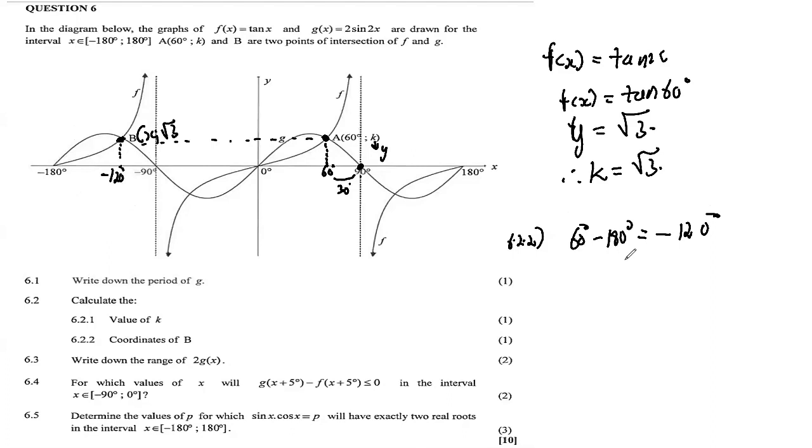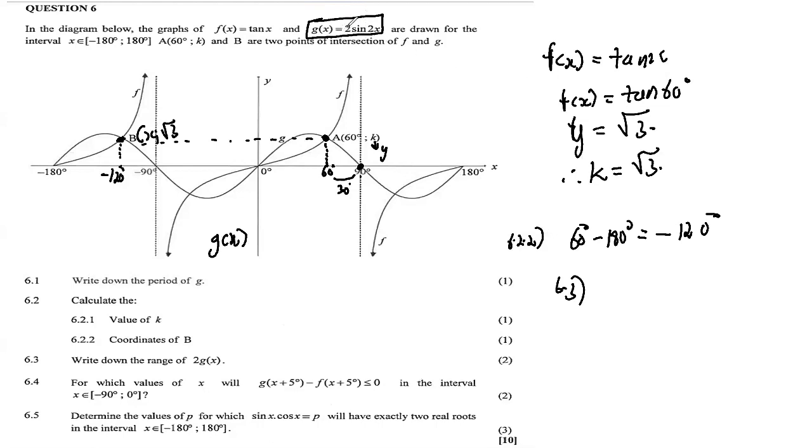Okay, so now let's go to 6.3. 6.3 says write down the range of 2 times g of x, right? Now you have to be very smart in answering the question. Note that we have a g of x here, which is 2 sine 2x. And then if we were to determine the range of the original graph first, what will be the range of g of x?